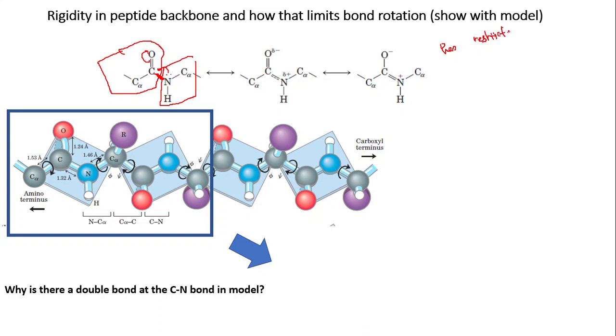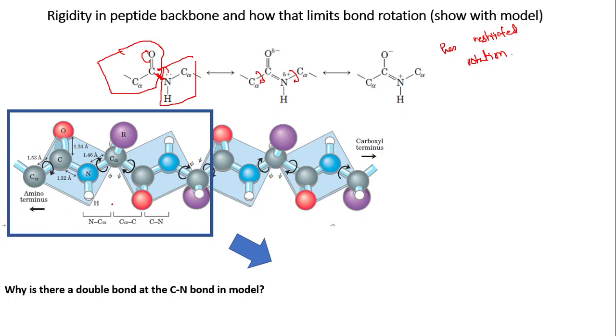Restricted rotation means this is difficult to rotate, or it will not rotate like a single bond, as opposed to this bond, which will have a free rotation. This bond will have a free rotation, but this bond, because of its double bond character, will not be rotating. So this leads to some restriction in the overall protein structure.